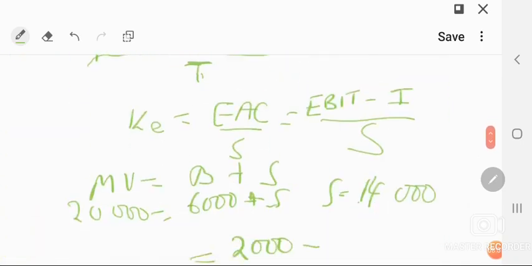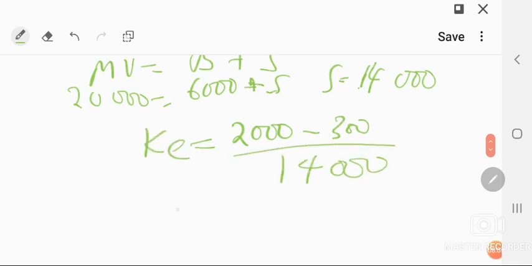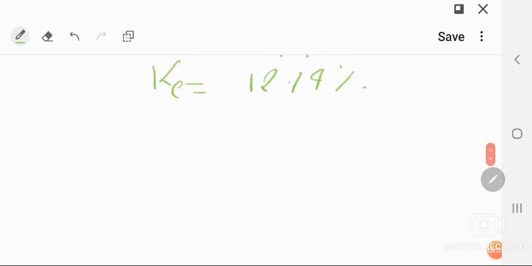Let's get back to where we were. So 300 over 14, which is your S. Then you solve for KE. Therefore, what is your KE equal to? 12.14 percent. So that's your KE. Remember all these answers we have found. KE is 12.14, and this approach says that KE changes, but they say market value and cost of capital don't change. Let me change some figures now and see if this assumption holds true.